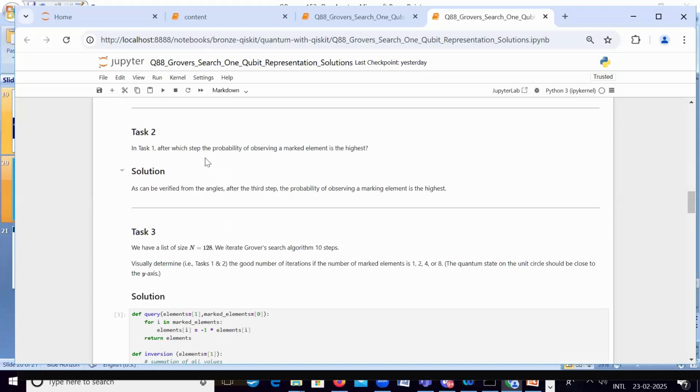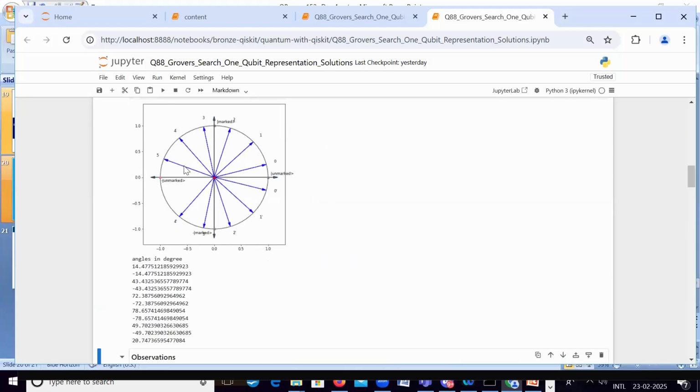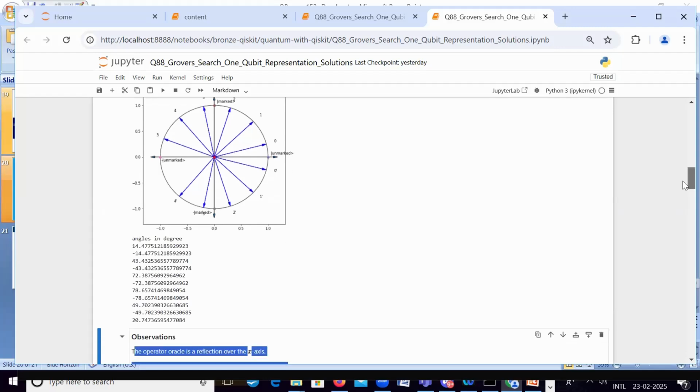In our task, after the step, the probability of observing the marked element is highest. Is there any probability of getting the marked element in task 1? That is the question. The solution, as we can verify from the angles, is after the third step, because the probability increases with the number of steps: the first step, second step, third step, fourth step. This has to be a little bigger, but right now the statement is correct.